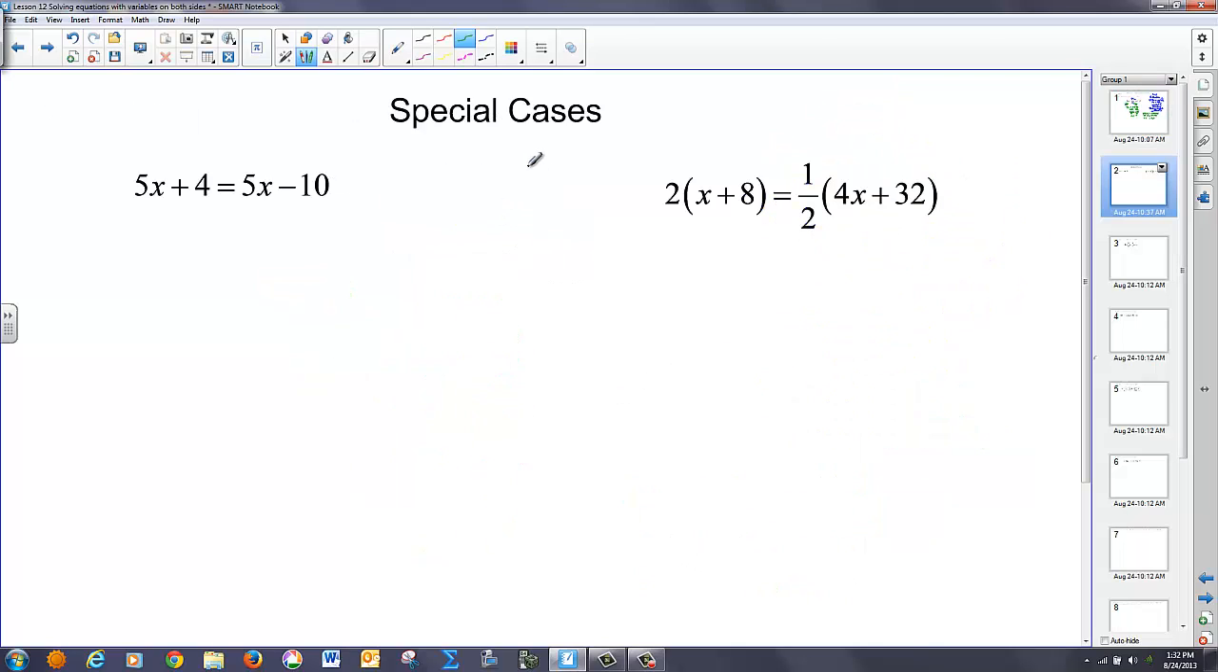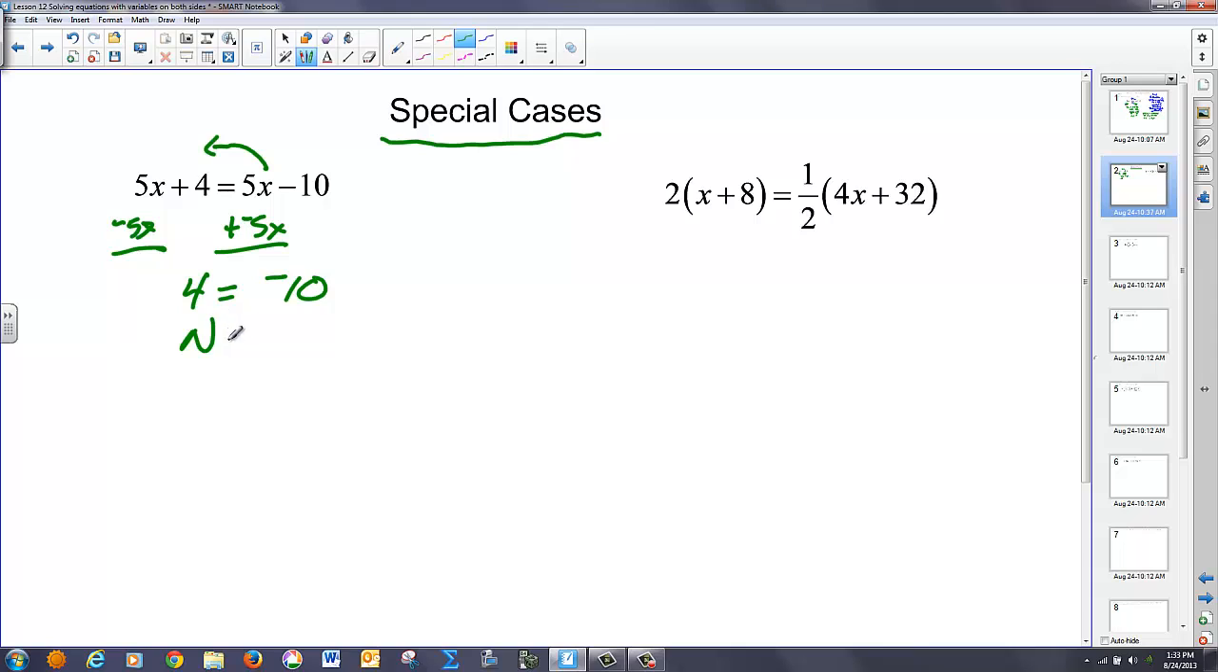Now let's take a look at a couple special cases of this concept. You'll notice I have 5x plus 4 is equal to 5x plus 10, and we want to isolate x and bring the variable terms to one side. But when I do this, notice what happens. I add negative 5x to both sides, and you'll notice 5x plus negative 5x goes to 0, and over here 5x plus negative 5x goes to 0. So I'm left with this following statement, that 4 equals negative 10.